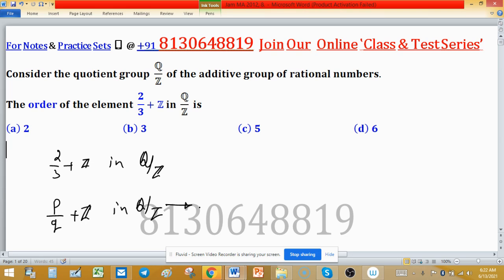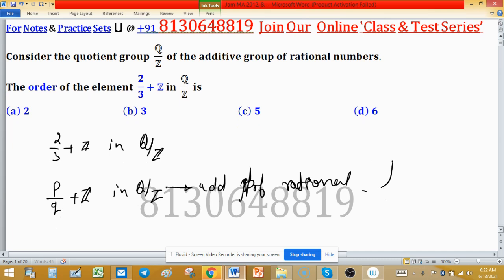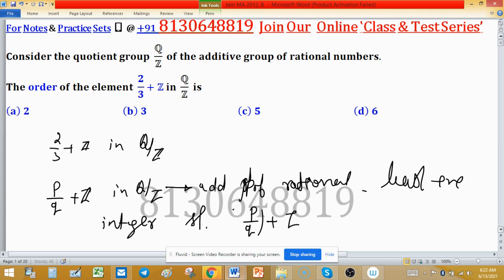This is the additive group of rational numbers. So the order of this element will be the least positive integer n such that n times (p/q + Z), that is, n·p/q + Z, belongs to Z, or is an integer.